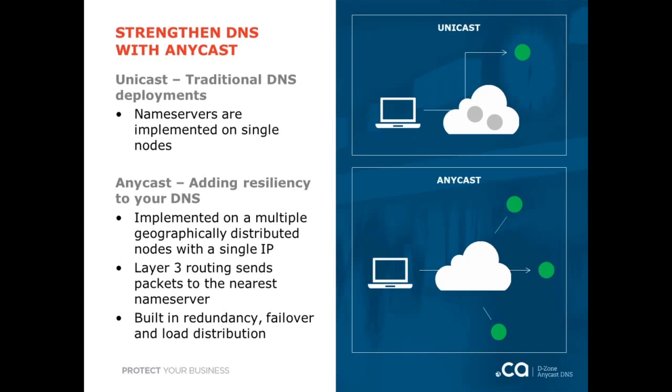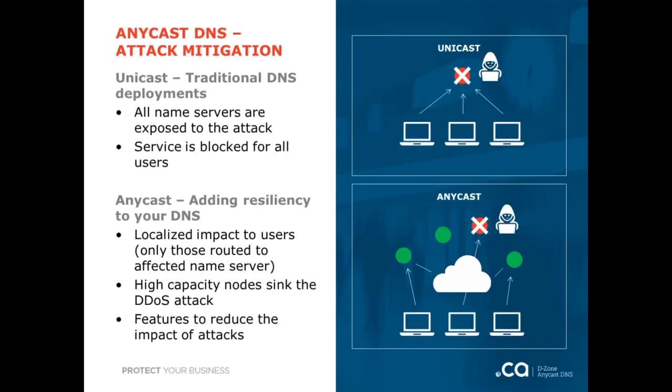So how do you strengthen your DNS with Anycast? Well, in a unicast environment, we call this a traditional environment, but the reality is our research shows the vast majority of Canadian organizations are on this type of infrastructure. With Anycast, you add resiliency to your DNS by having multiple geographically distributed nodes sharing a single IP address. And layer 3 routing sends packets to the nearest name server, providing you with built-in redundancy, failover, and load distribution.